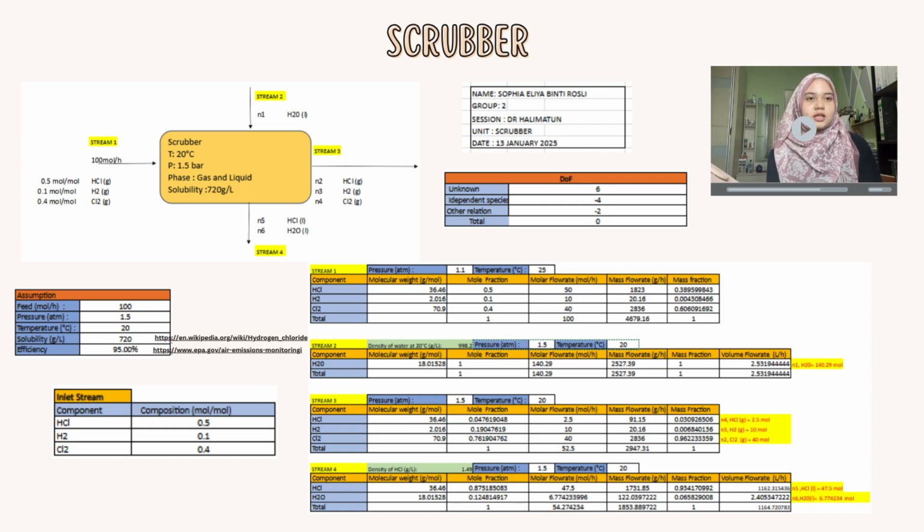At stream 2, the H2O liquid entering can be calculated using the solubility of 720 gram per liter and the density of water at 20 Celsius. At stream 3, the molar flow rates for H2 and Cl2 are the same as those that entered the unit, while HCl can be calculated using the efficiency of HCl, which is 95%. Lastly, at stream 4, the molar flow rate of HCl out of the unit also uses the efficiency of HCl. For H2O, the water out of the unit can be determined by subtracting the H2O used in the unit from the H2O inlet.